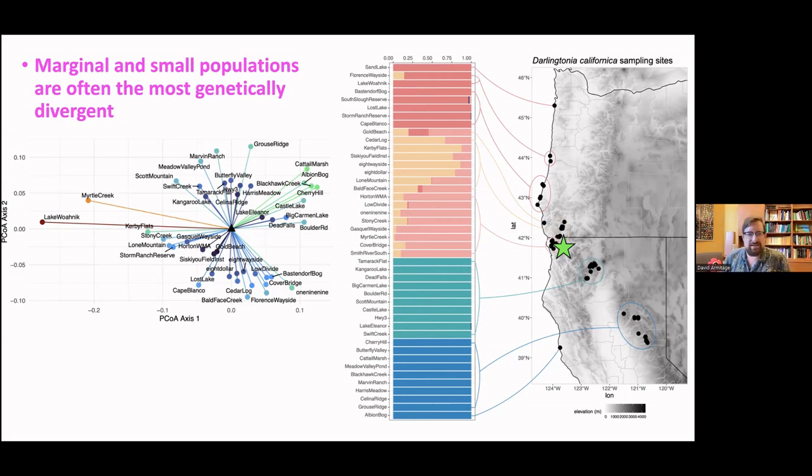Generally what we find is that some of these marginal populations, again this Grouse Ridge population up here, is the farthest south population. A lot of these Oregon populations and small populations also tend to be more genetically distinct, possibly through the joint effects of genetic drift and also just isolation from migration from a lot of other populations that might surround it.